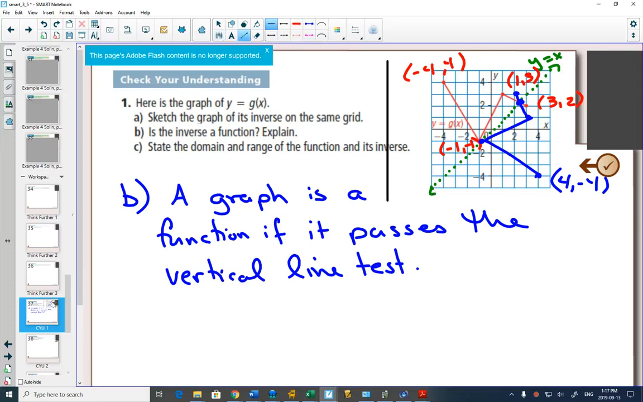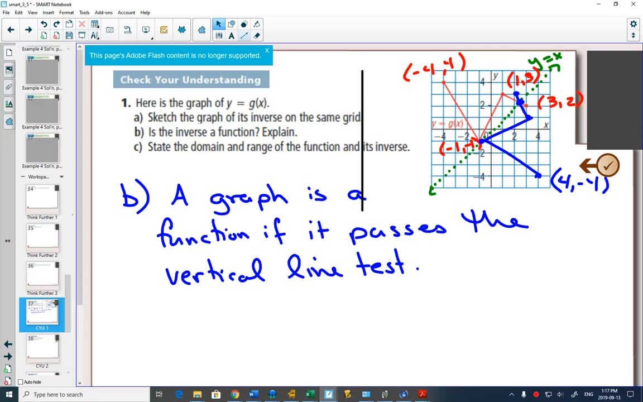There we go. As you're moving that vertical line across your graph, check the red graph first. How many times does the vertical line hit the red graph as it goes? Only once. There's never a place where I hit the red line more than once. The vertical line test says if that vertical line always hits it only once, your graph is a function. If at any point that you're sliding that vertical line across, it hits your graph more than once, it is no longer a function.